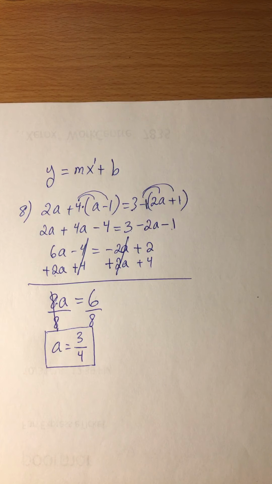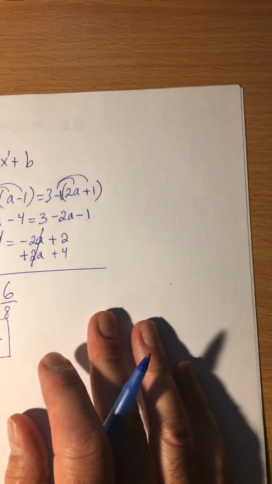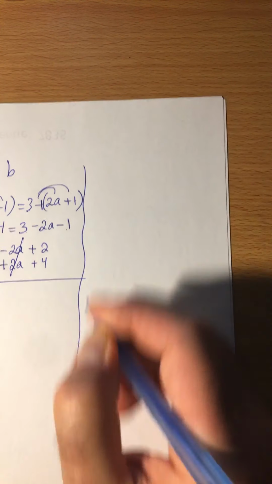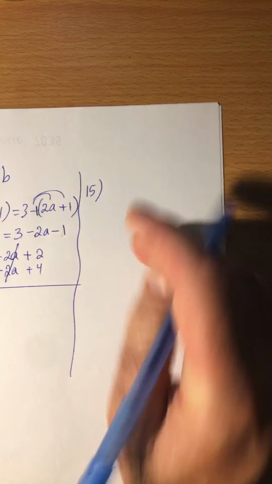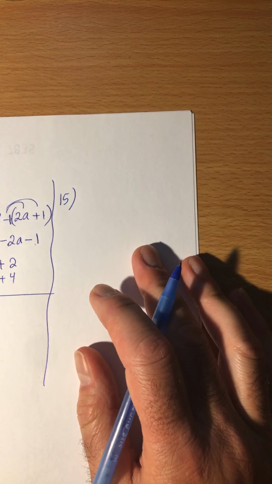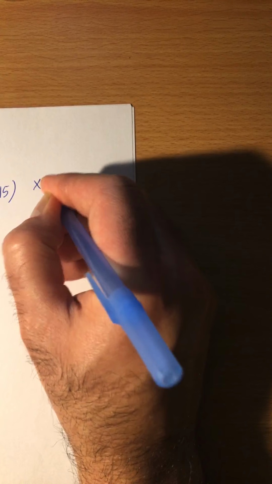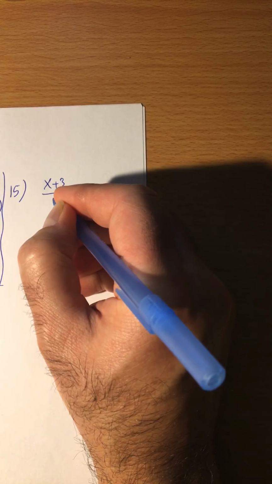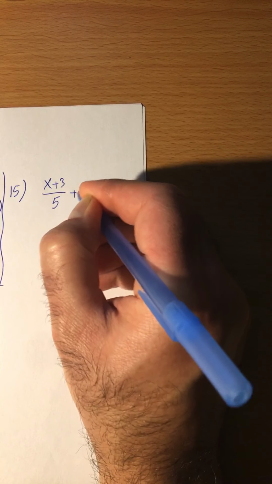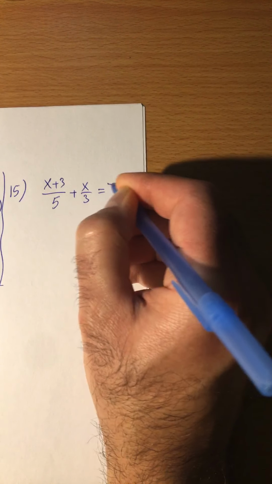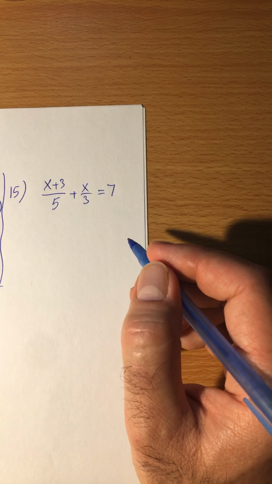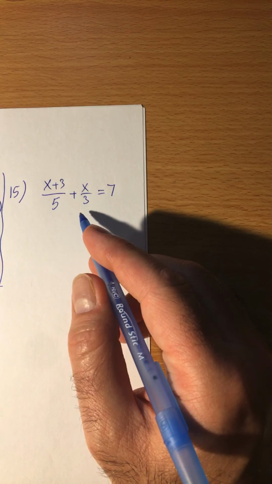Okay, next I want to do number 15. So number 15, right here, is as follows. You have x plus 3 over 5 plus x over 3 equals 7. Again, this is from section 1-1, starting with page 82. This problem is on page 83.